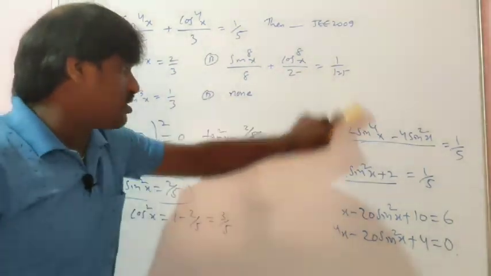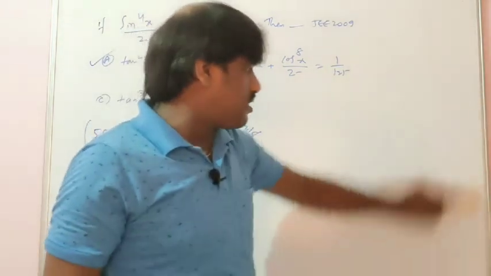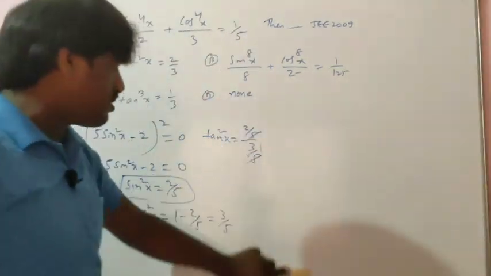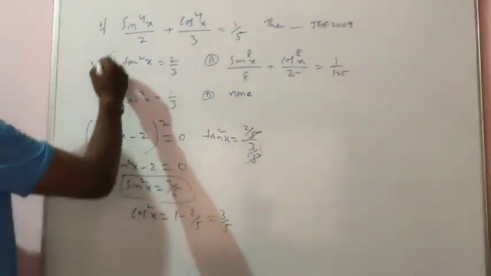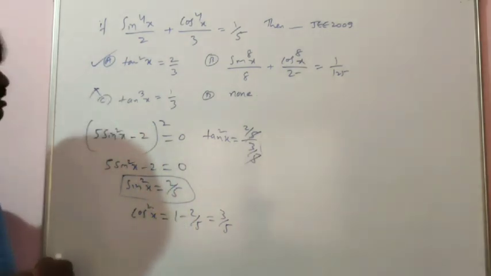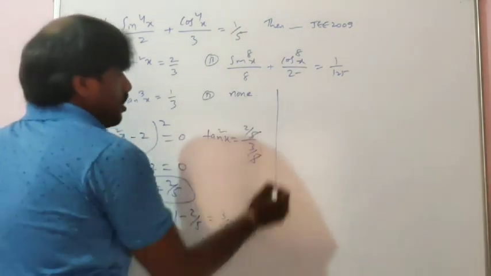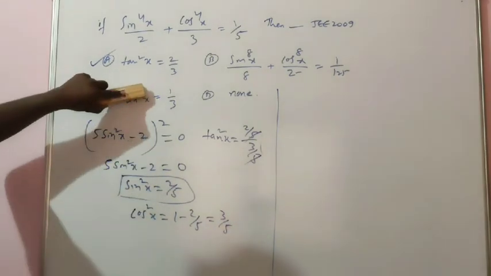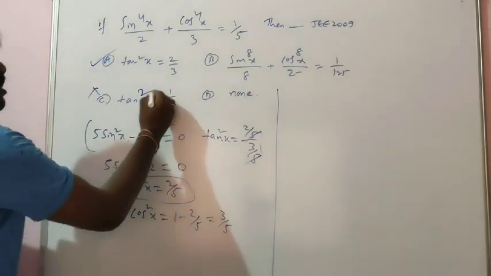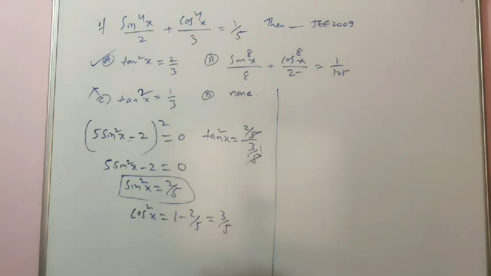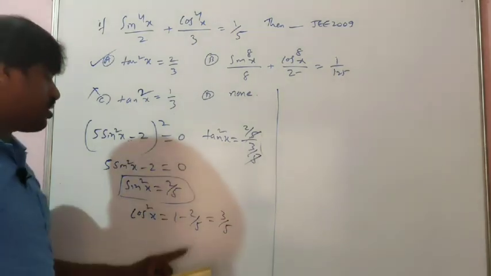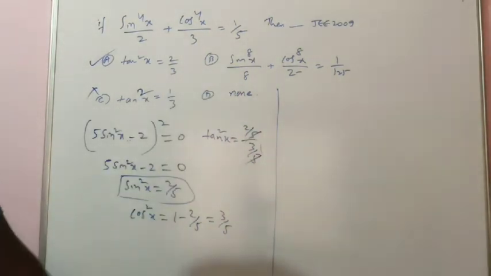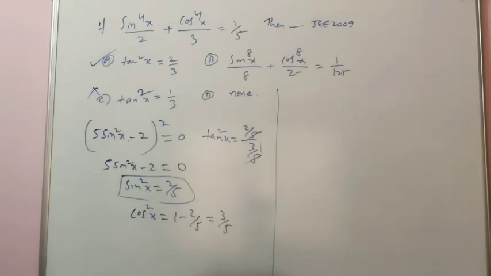It was asked in JEE by mistake as a multiple choice question, so multiple answers are possible. So this is correct, and this is wrong. So tan square x is equal to 2 by 3, you got this one. Now let us go for option B, whether it is right or wrong.